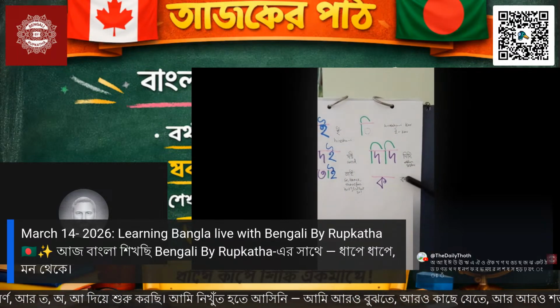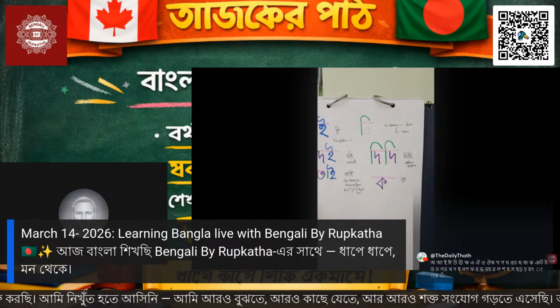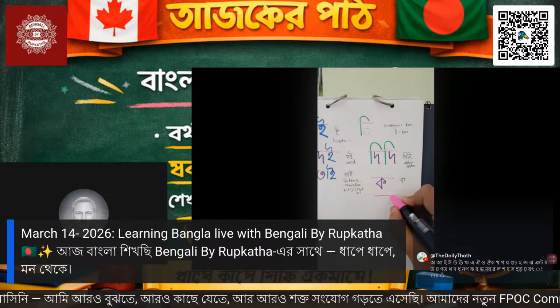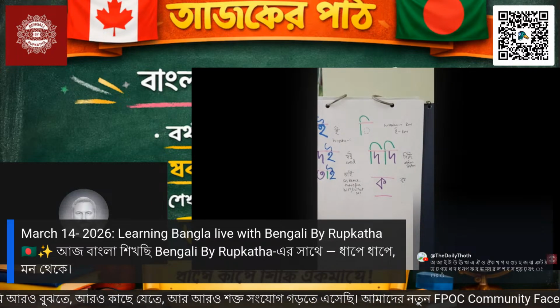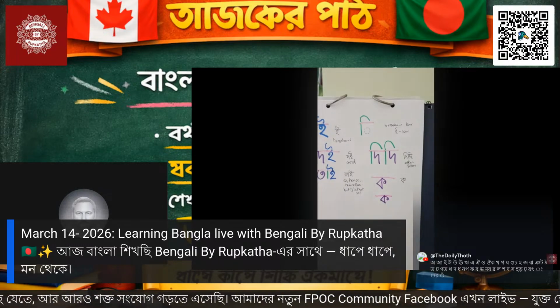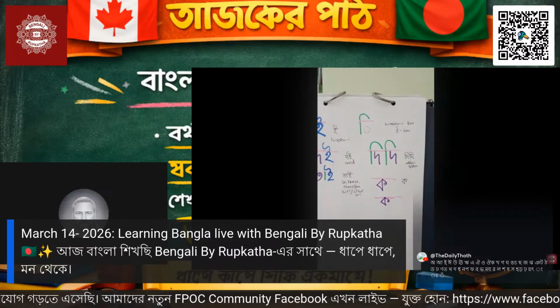This letter is in my name, Rupkatha. So this is the ka here. Now I can show you a word that uses ka and our newly learned Shorborno, Rasho E.